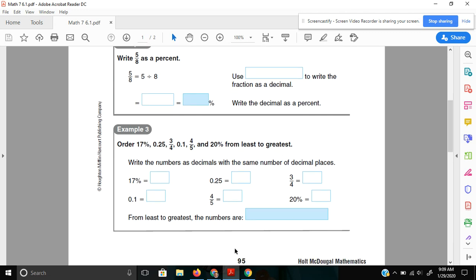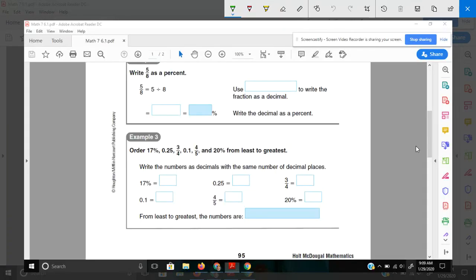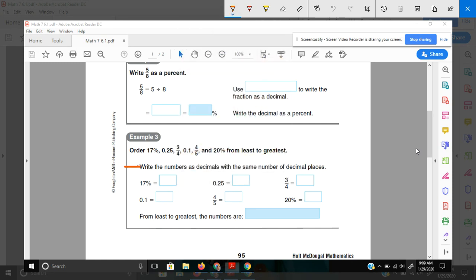Now in example 3, it wants us to order from least to greatest, and I've got a bunch of different types of forms here, and I'm going to write them all in the same form. In the practice here, it says write the numbers as decimals with the same number of decimal places. So we're going to write them all as decimals. And you'll see a few of them are already done for us. All right, the first one, 17%.